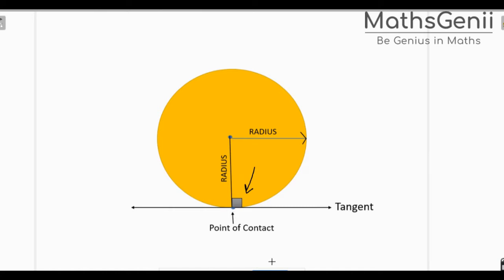So tangent could be anything. Tangent could look like this, like this, like this. So any line which is touching the circle but only at one point is called a tangent. And the point at which it touches the circle is called the point of contact. So this is a property which we are going to prove in the very next slide. Don't worry, I'm going to show you how to prove this as well.